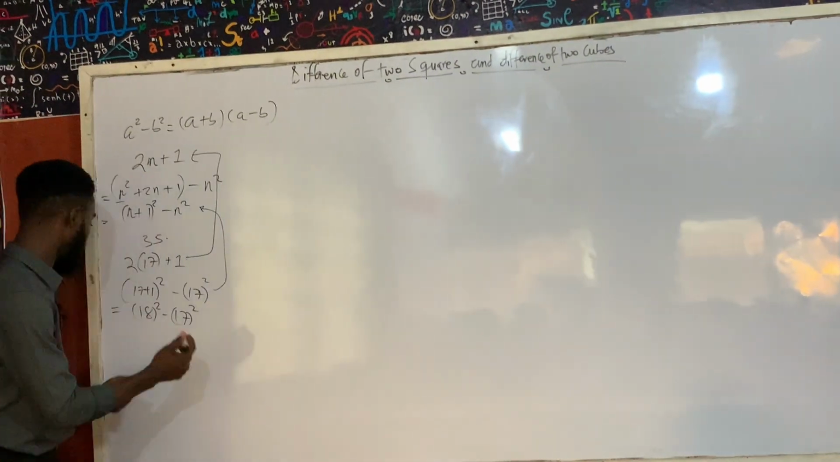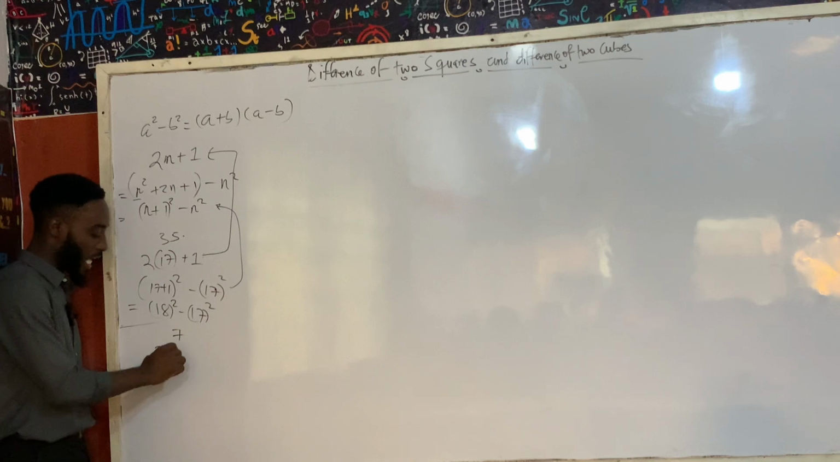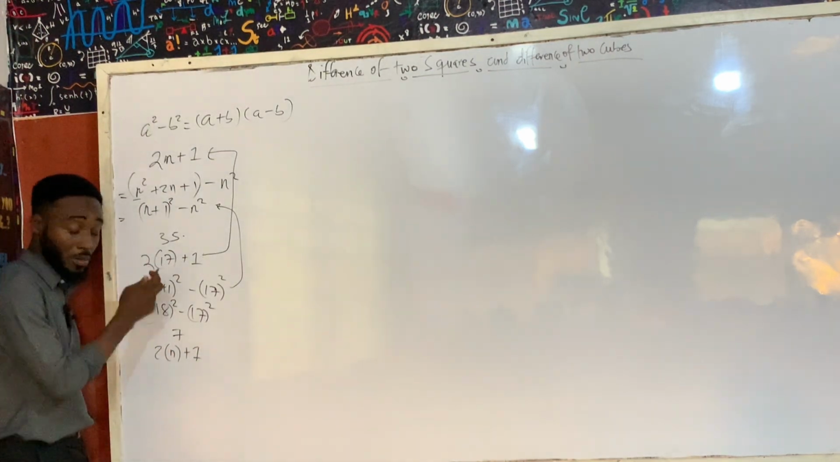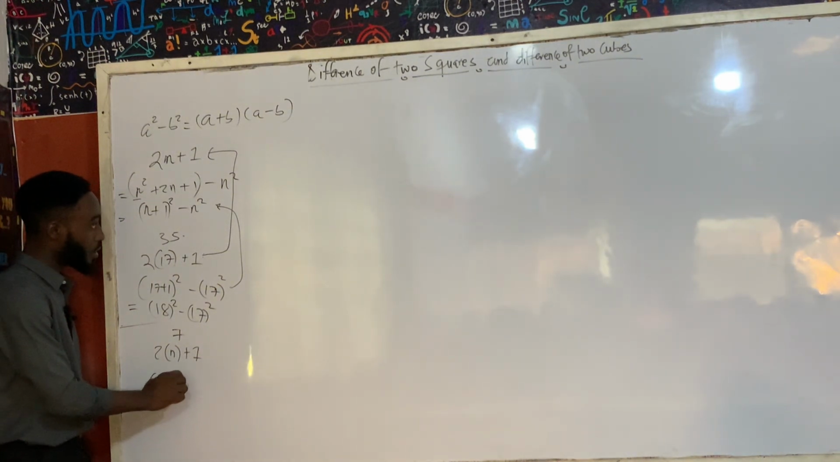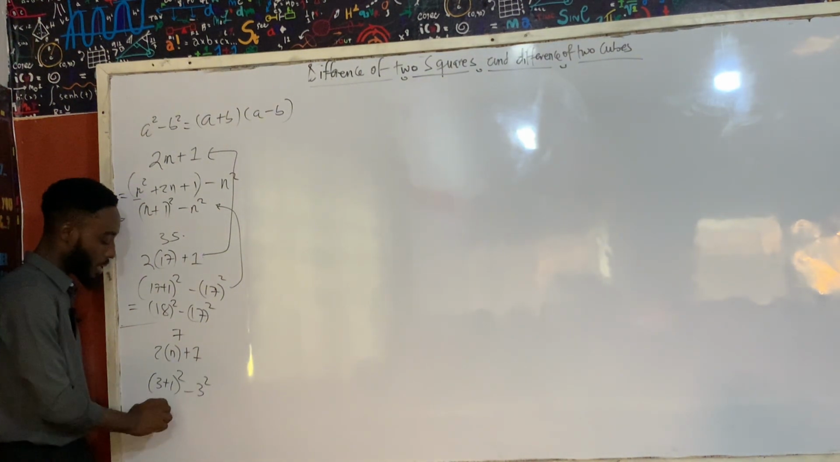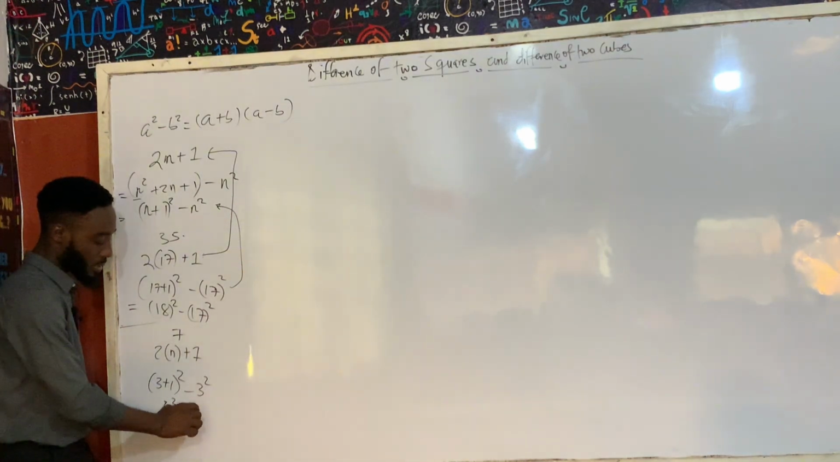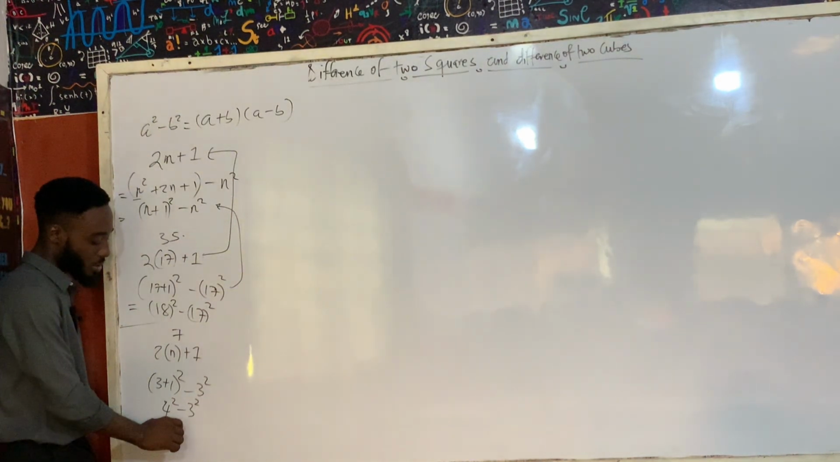So 7. If you have to do 7 in 2n plus 1, what will your n value be? 3, right? So that would be 3 plus 1 all squared minus 3 squared. It will be what? 4 squared minus 3 squared. What's 4 squared? 16 minus 9. You get a 7.